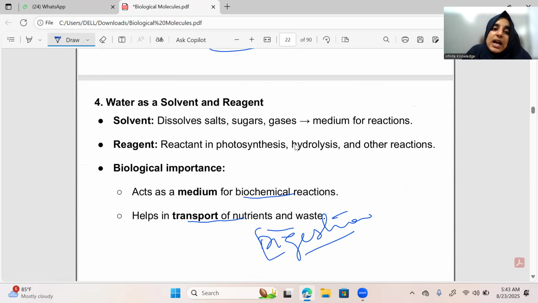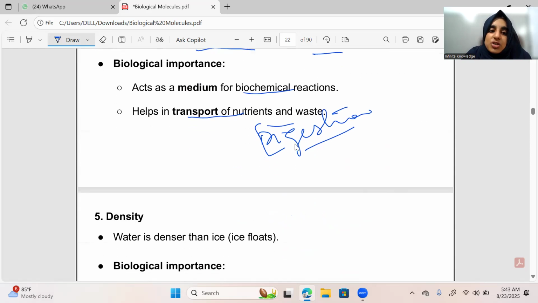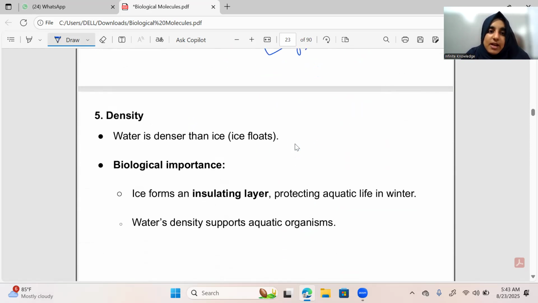Okay, it is a reactant in photosynthesis. It helps in hydrolysis and other reactions, and it helps to dissolve salt, sugar, gases, and it acts as a medium for reaction. Okay, why? Because it helps to dissolve everything. Water is denser than ice.